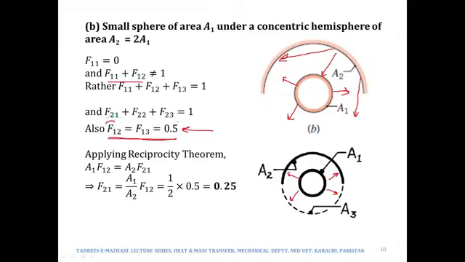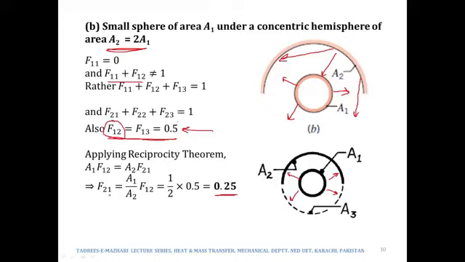Now since we have found out f12, finding out f21 should not be a problem at all. Once we have found out f12, we will find out f21 using reciprocity. It says a1 f12 is a2 f21. A2 over a1 is 2. We are given this relation between a1 and a2, and we have found out the value of f12 as 0.5. So putting the values, we get f21 as 25%. It means that 25% of the radiation leaving 2 will be incident upon 1.